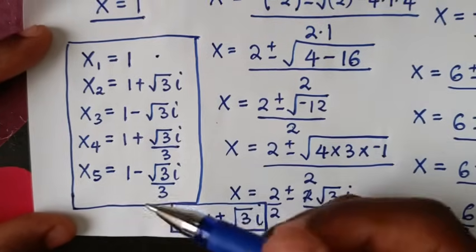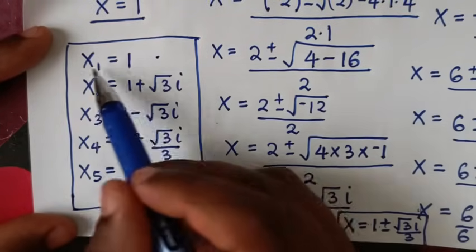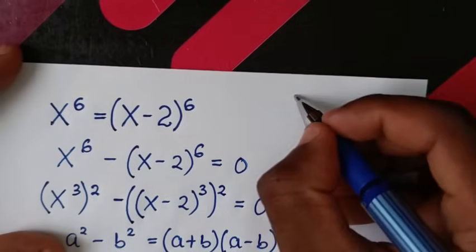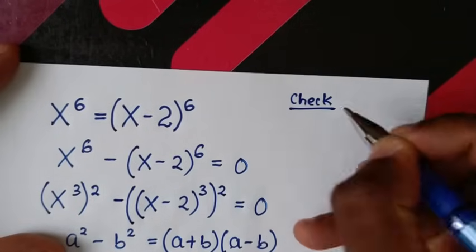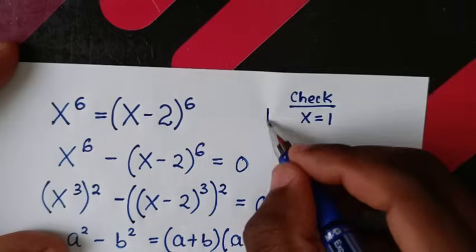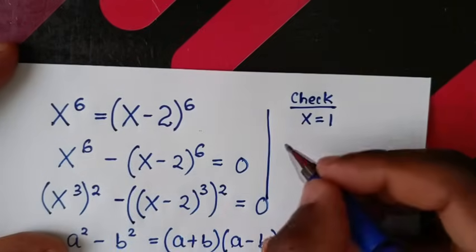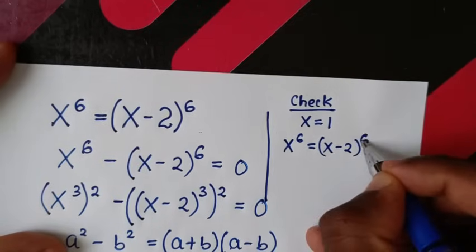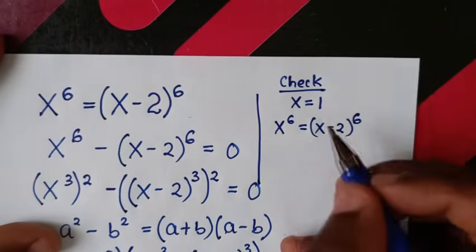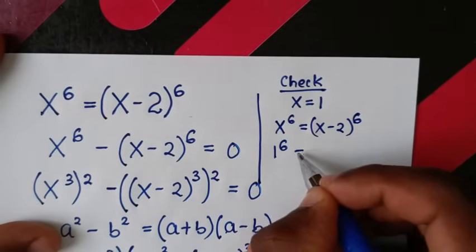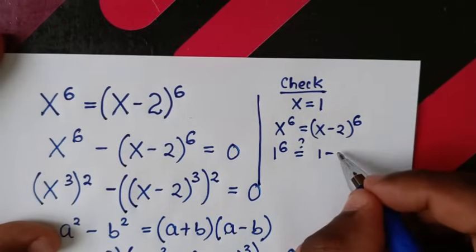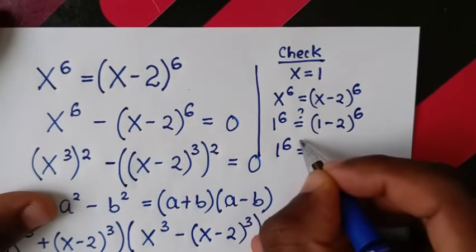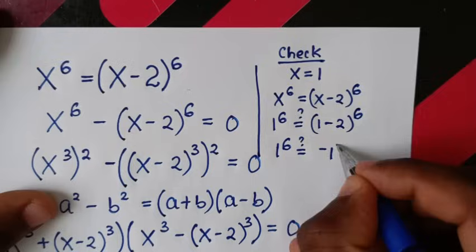So let's check only this one real solution, x is equal to 1, to see if it satisfies our equation. Now to check the real solution x is equal to 1 in our problem here, which is x to the power of 6 is equal to (x minus 2) to the power of 6. So we substitute the value of x, which is 1, so it will be 1 to the power of 6, is it equal to (1 minus 2) to the power of 6. So here 1 to the power of 6, is it equal to 1 minus 2, which is negative 1, then in brackets to the power of 6.